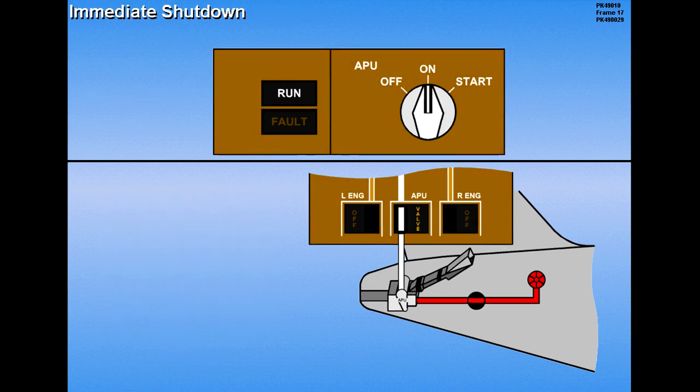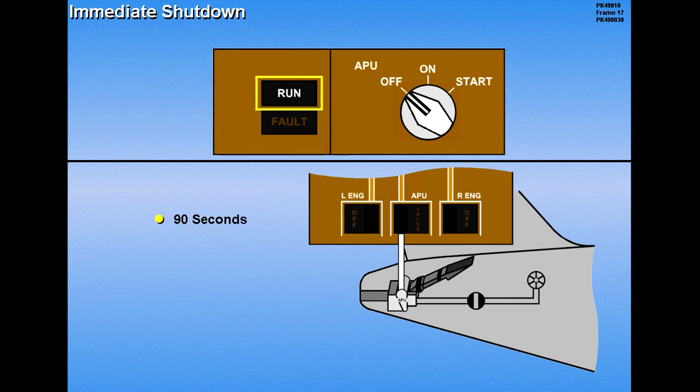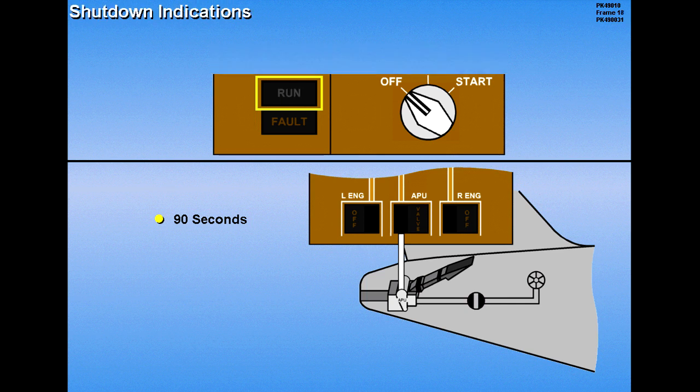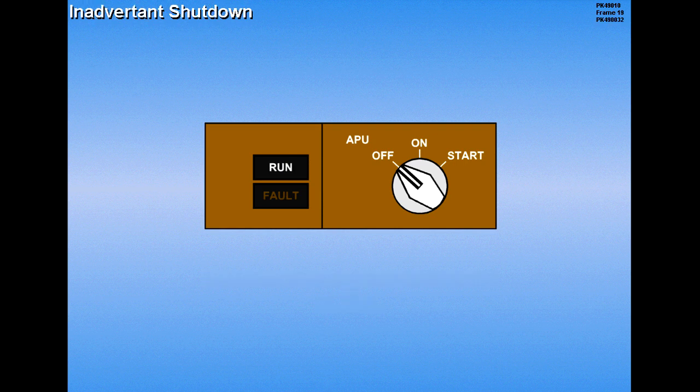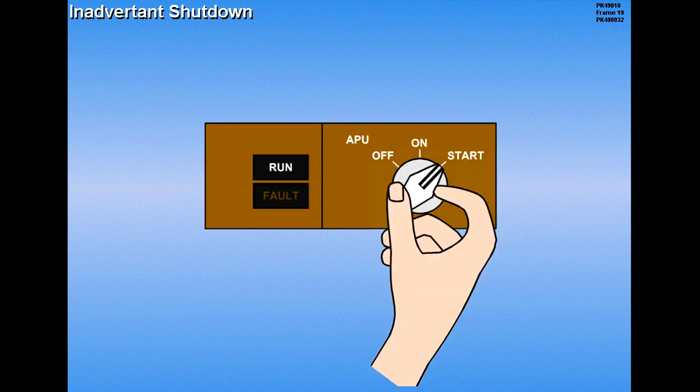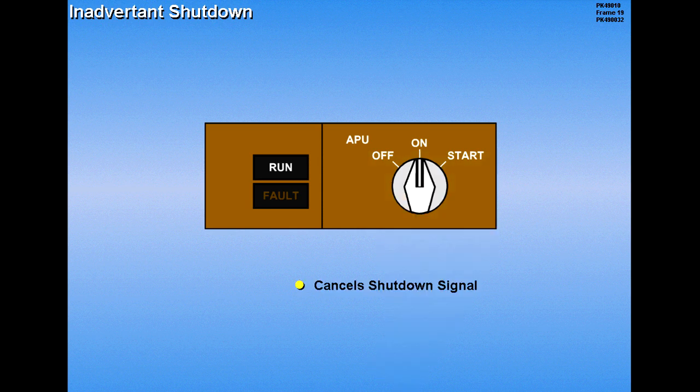If the bleed air valve was previously closed for 90 seconds when the APU is switched off, the APU will shut down immediately. APU shutdown is indicated by the run light extinguishing. During shutdown, the fault light illuminates momentarily to indicate an APU fuel valve disagreement. If the APU is inadvertently turned off and the run light is still illuminated, momentarily selecting Start cancels the shutdown signal and the APU will continue to operate.